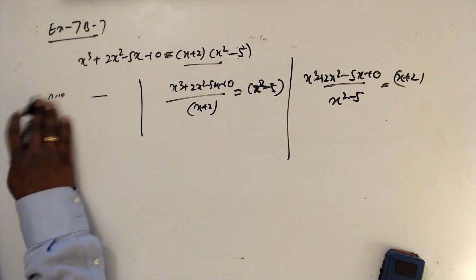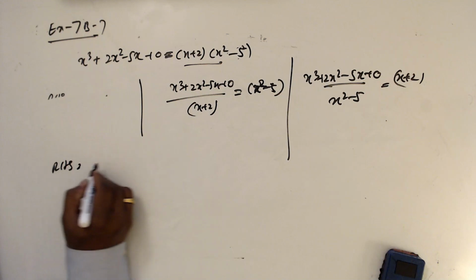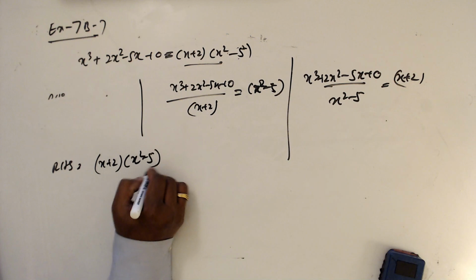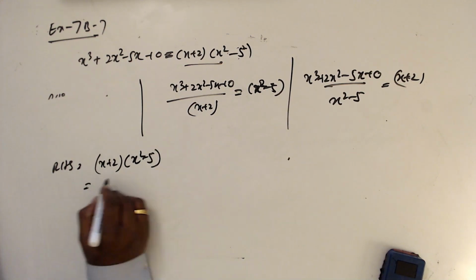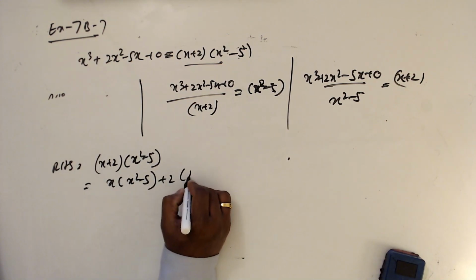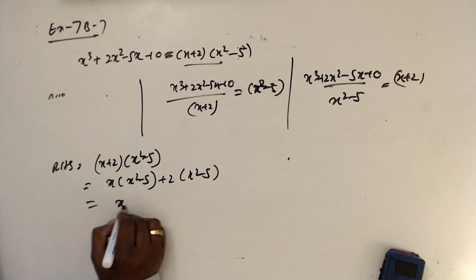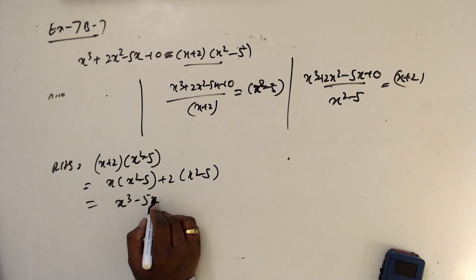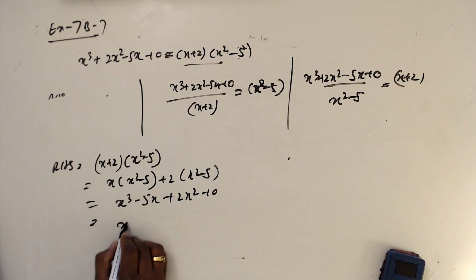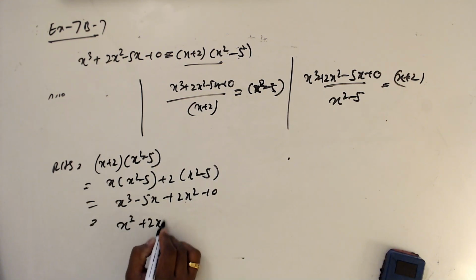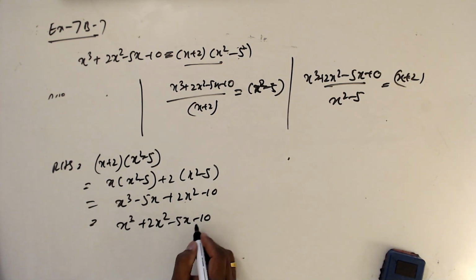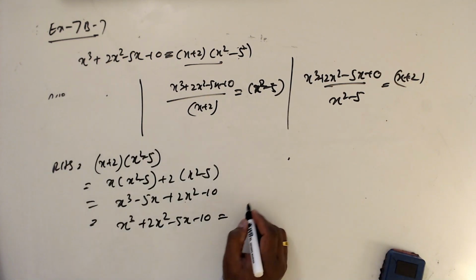So right hand side equals x plus 2 times x squared minus 5. We'll expand this one. x times x squared minus 5, and plus 2 times x squared minus 5. So this is x cubed minus 5x plus 2x squared minus 10. Then x cubed, what is this term? 2x squared, next one is minus 5x, and the last one is minus 10, which is the left hand side.